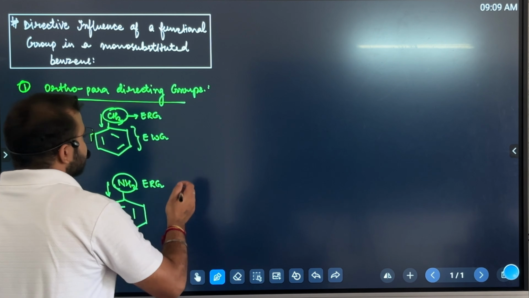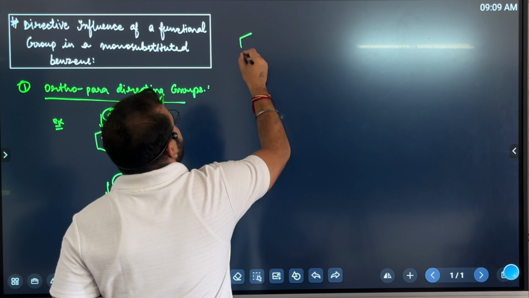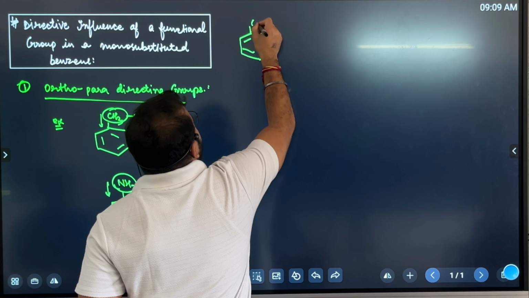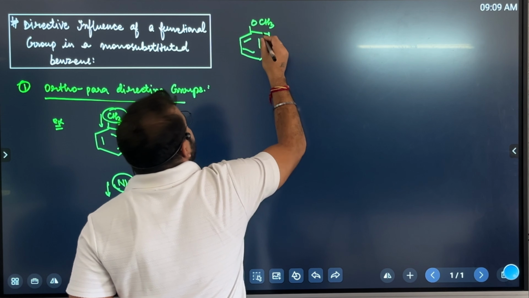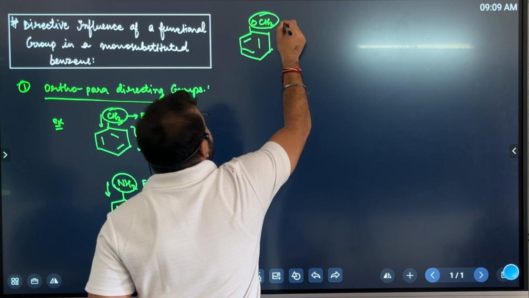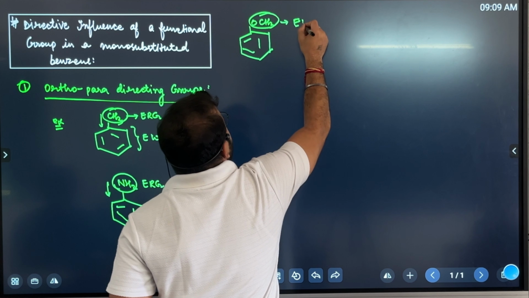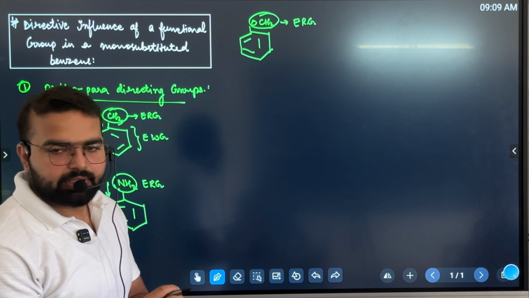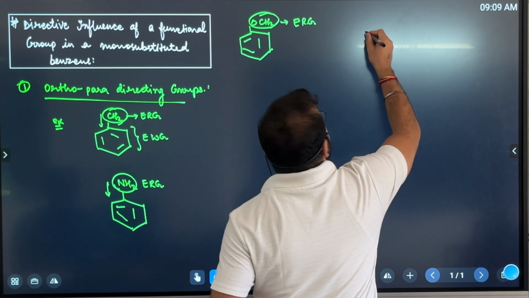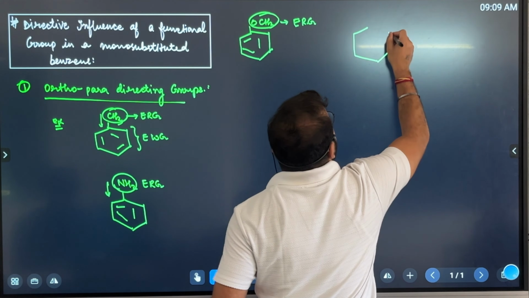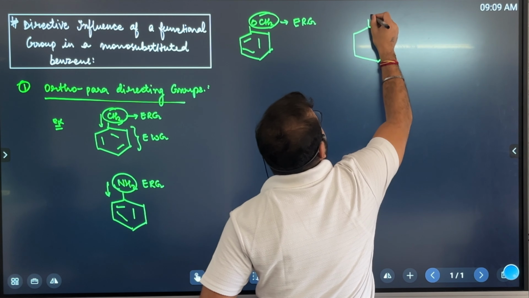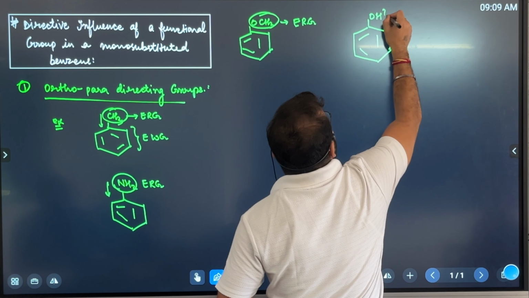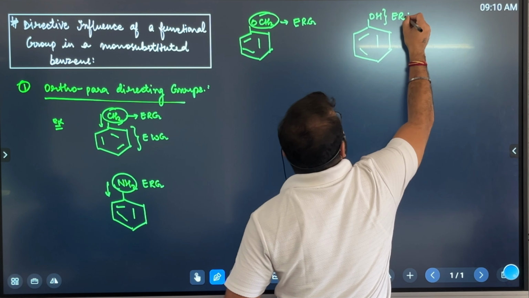More examples we can take here. Let's take a few more. Here I have the benzene and directly I connect OCH3. Again OCH3 combined is called your electron releasing group. Next, if I take OH only, which is phenol, again OH is your electron releasing group.